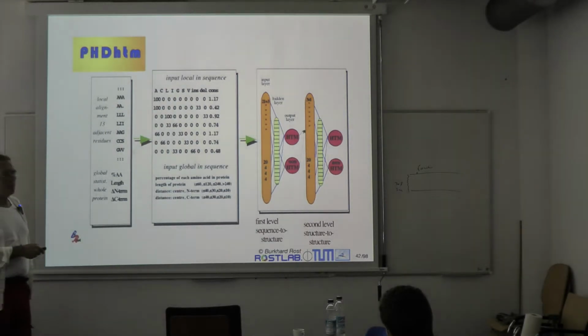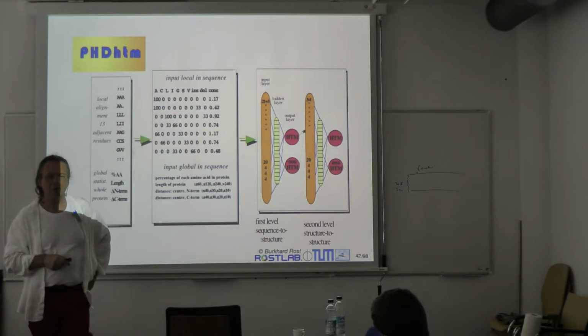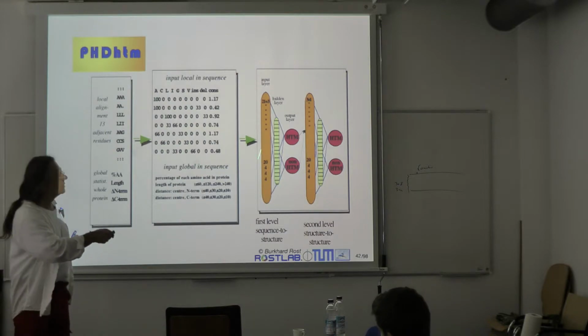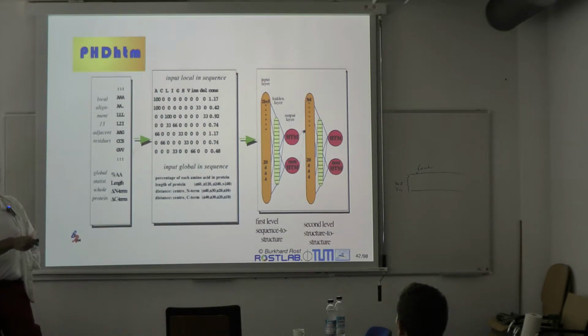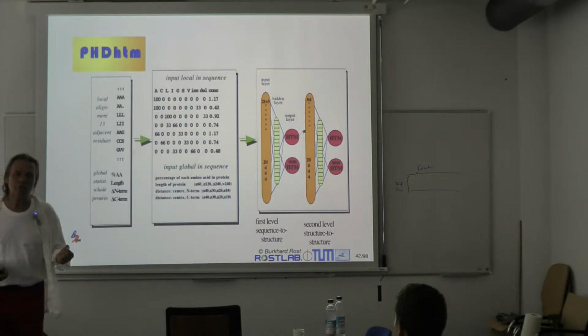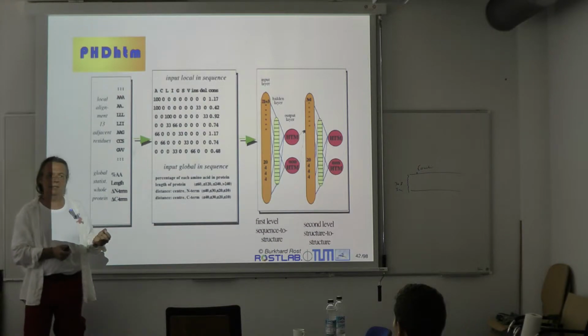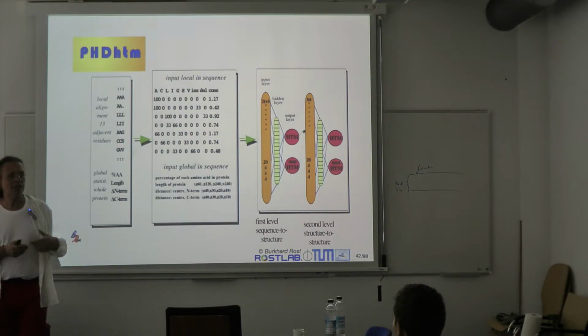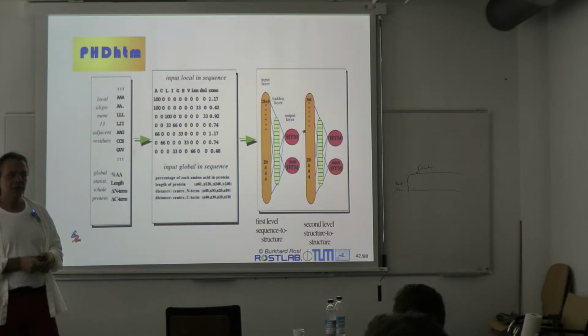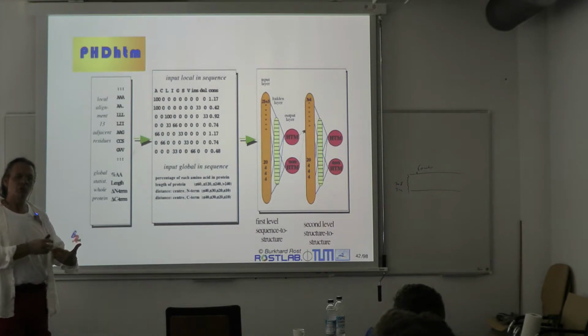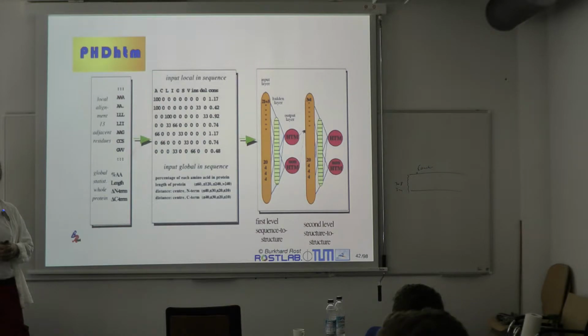Now, you remember there were two layers of neural networks. One did sequence to secondary structure, and one did predicted secondary structure to secondary structure again. The first level had two short helices predicted. It did not see that helices have to have a minimal length. That's why we introduced the second level, and the second level saw the correlations. Okay, you remember that story? Good.